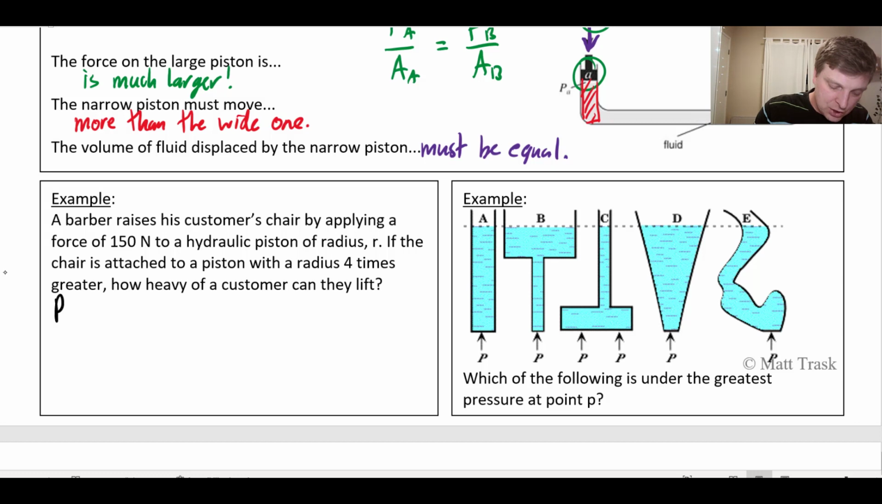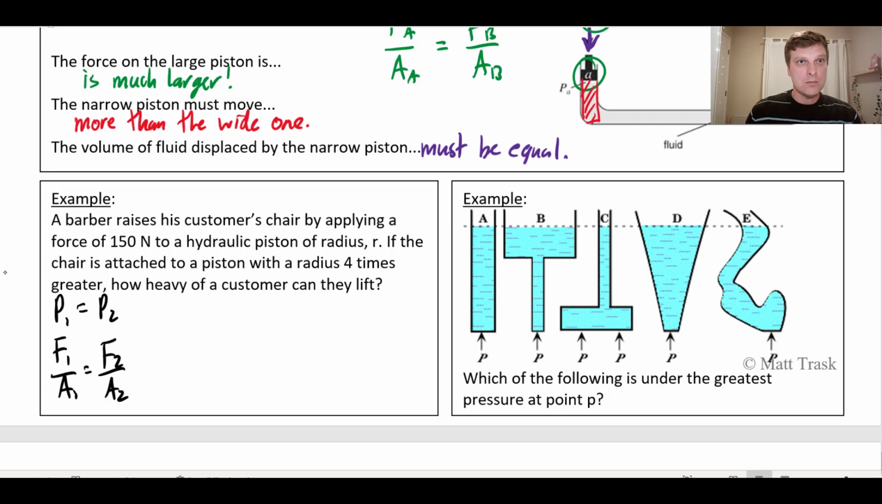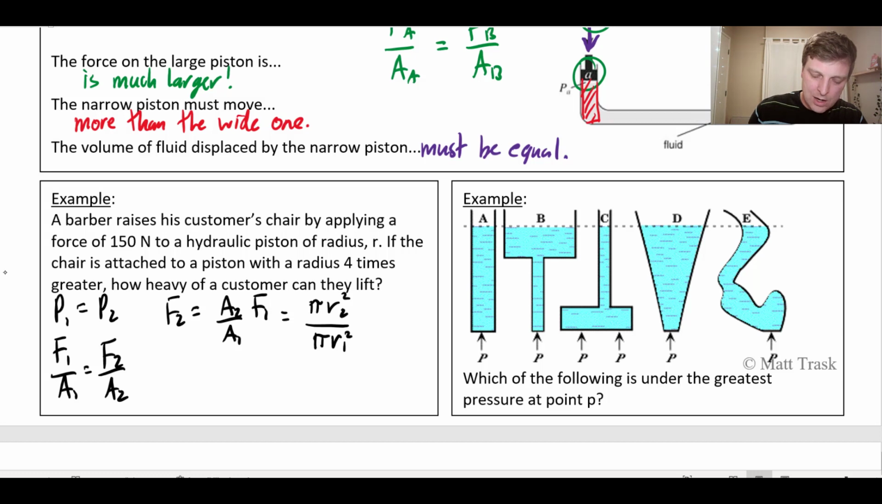We know that the pressure at the first point is equal to the pressure at the second, which means that F1 over A1 is equal to F2 over A2. So how heavy a customer, that would be the weight of the customer, and that would be equal to F2. So F2 is really just going to equal the ratio of the areas, A2 over A1, times F1. Now I'm going to assume that these pistons are circular, which I think is a pretty good assumption. So the area is going to be pi r2 squared divided by pi r1 squared, times the force exerted on 1.